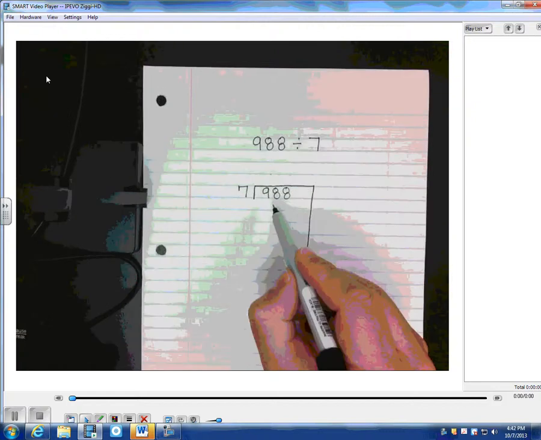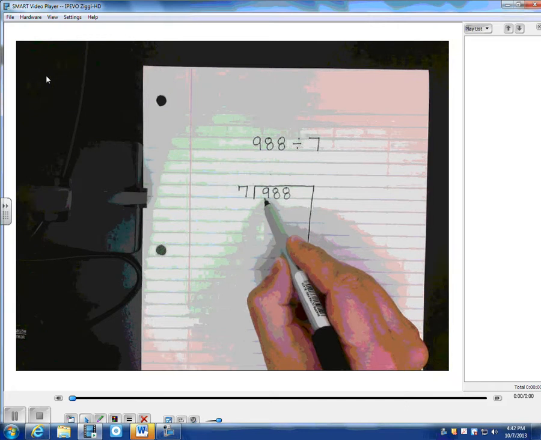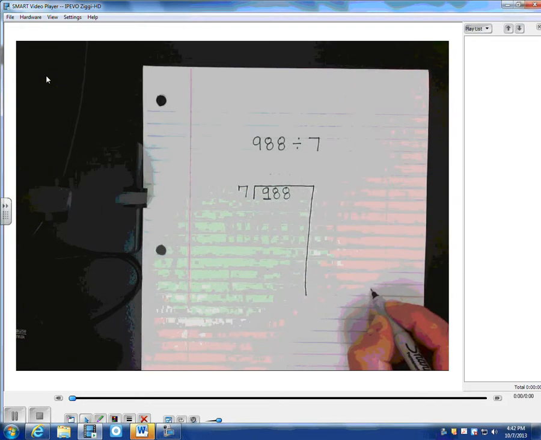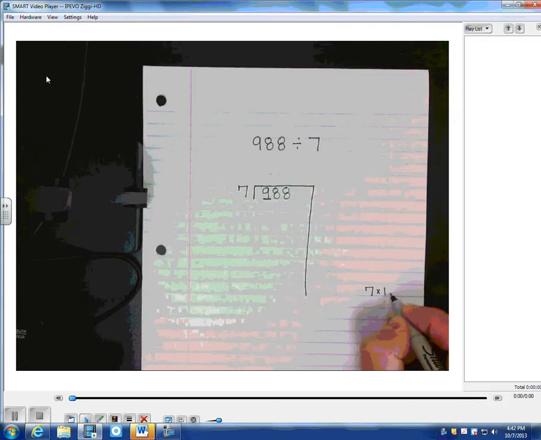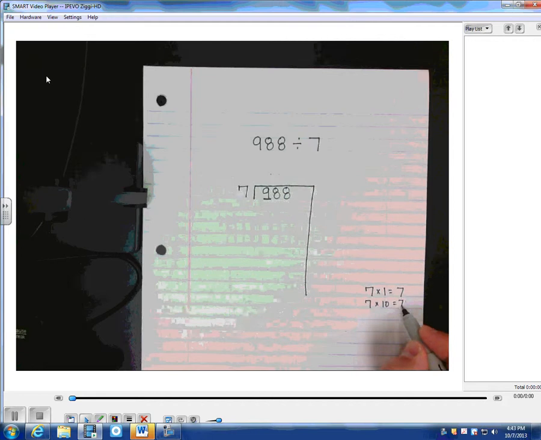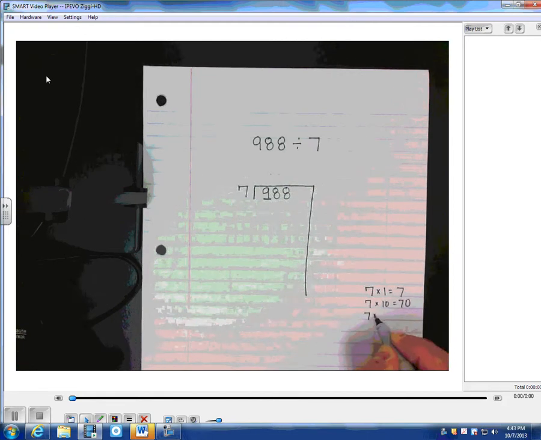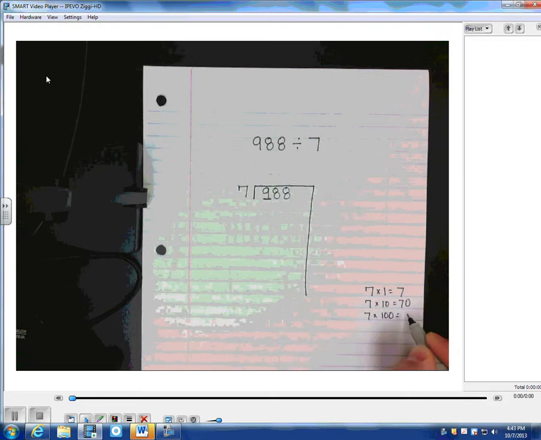I ask myself, can 7 go into 9? Okay? And I know 7 can go into 9 one time. So over here, I'm going to write my factors. So I know 7 times 1 equals 7. And I'm going to use my powers of 10 now. 7 times 10 equals 70. 7 times 100 equals 700.